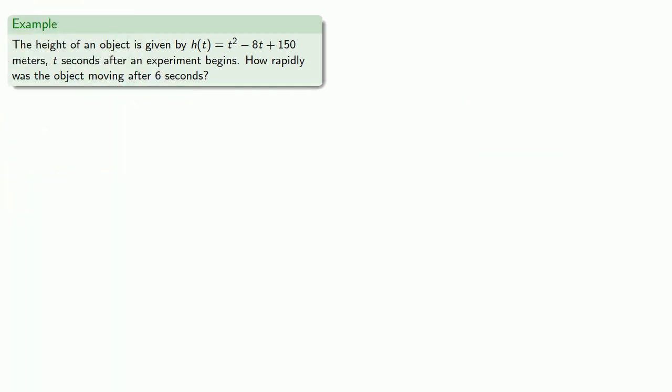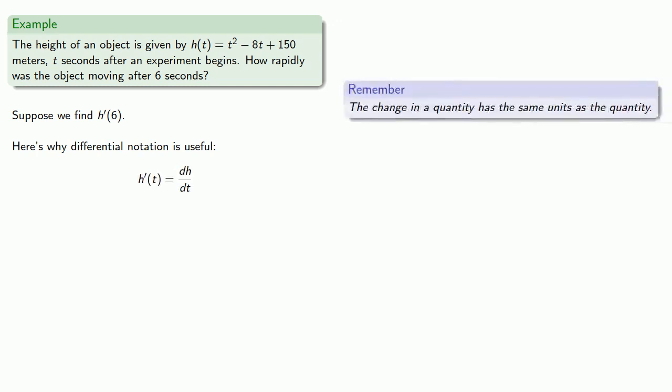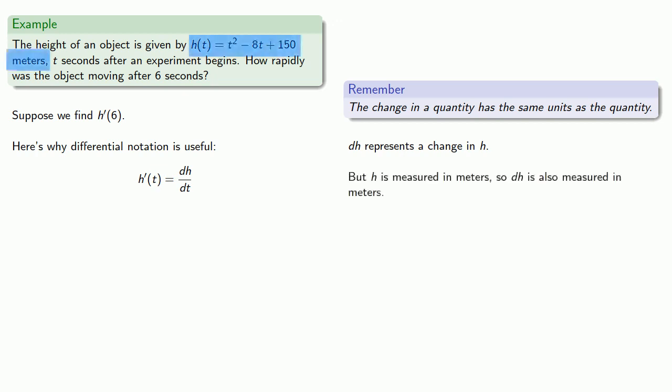Well, this is calculus and we don't have too many other things we can do, so what if we find the derivative at 6? Now here's where differential notation is useful. This h prime of t, well that's dh dt, and remember the change in a quantity has the same units as the quantity. So dh represents a change in h, but h is measured in meters, so dh is also measured in meters.